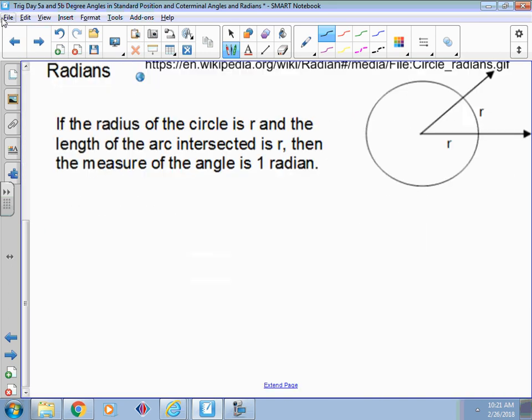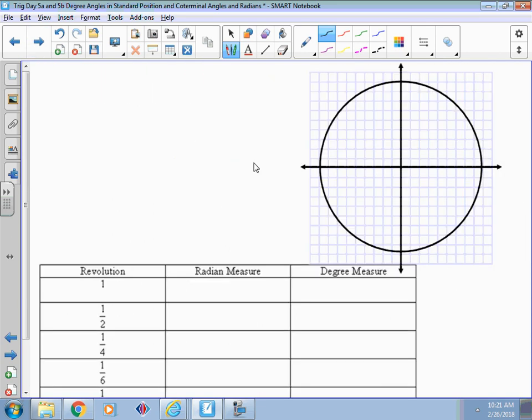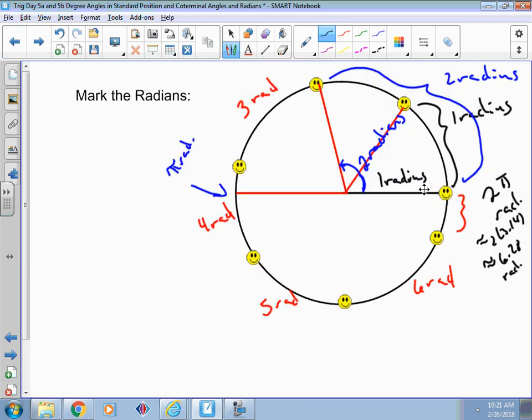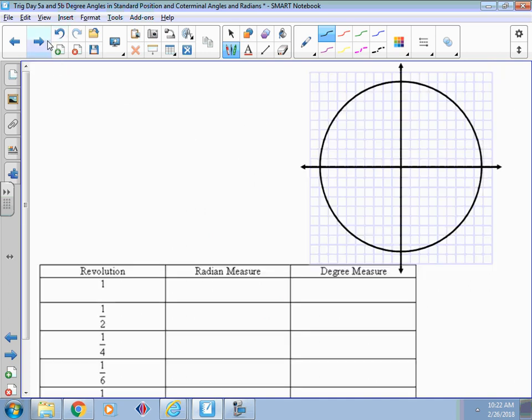Is there anything else on this page I needed? Nope. Okay, so let's think about 1 revolution. How many radians did that take? Oh wait, 1 whole way around the circle took a little more than 6. How much more? Oh yeah, it took 6.28 radians, or 2 pi radians, to go all the way around the circle.